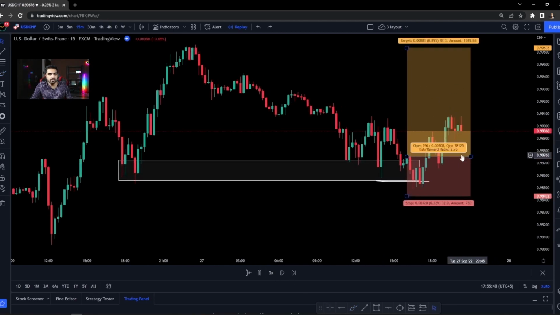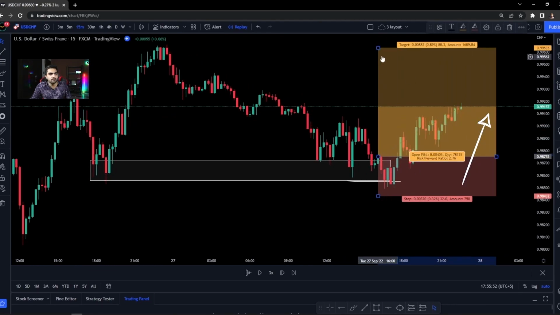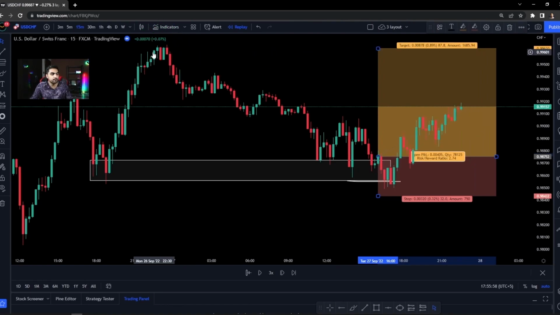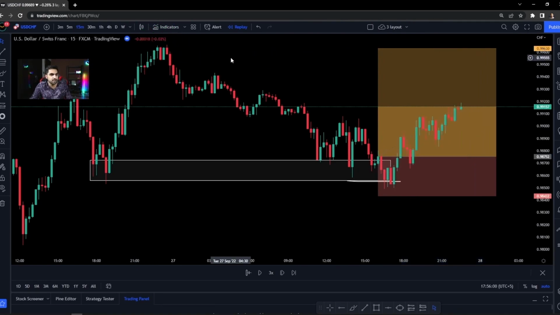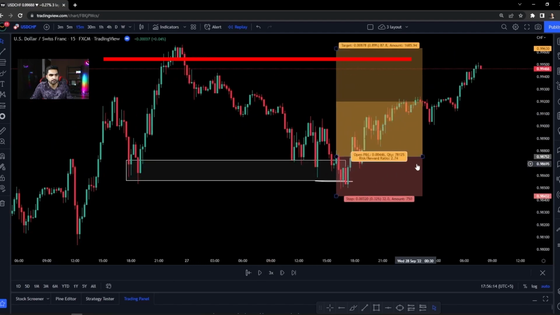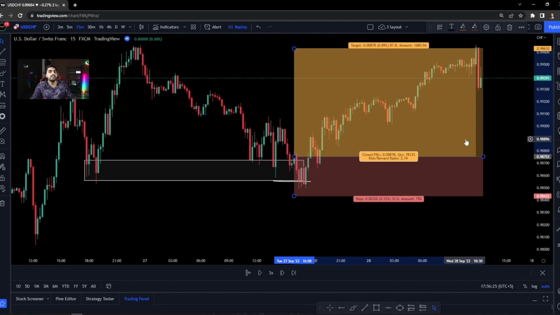Now as you can see, the market is going up smoothly and we are expecting the market to come towards that level of resistance that is right here, the higher high area, from where we can again have a rejection. So our target is only at this area. And you can see how well this trade performed.